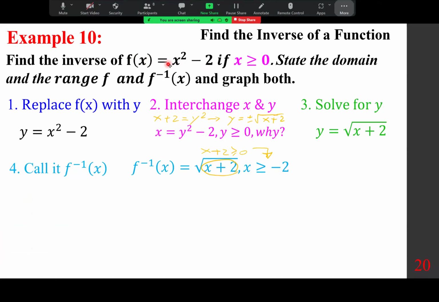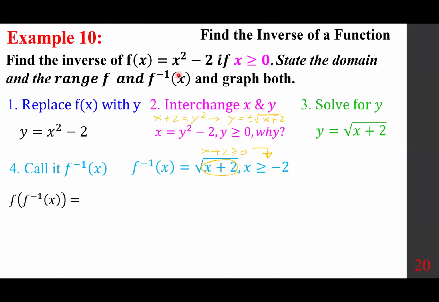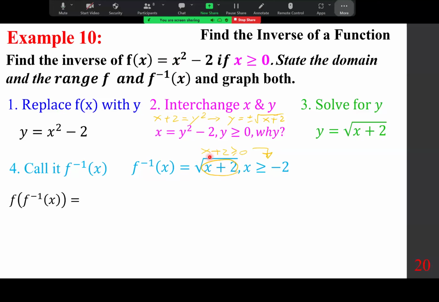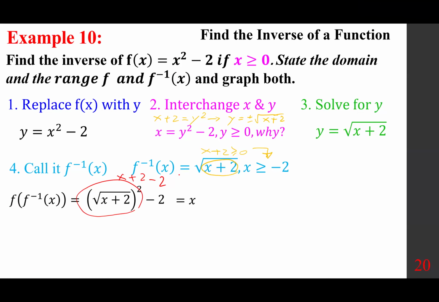Now let's look at the composite function, f of f inverse. So we are going to replace this x with this function. So we are going to put square root of x plus 2 quantity squared minus 2. And these two cancel each other, the square root and raising it to the power of 2, which will result in x plus 2 minus 2, which is x. So they undo each other. So we looked at their composite function, and we proved that their composite function is x.